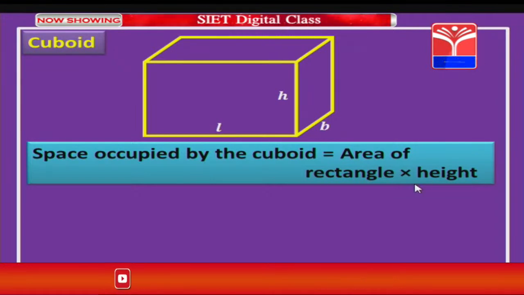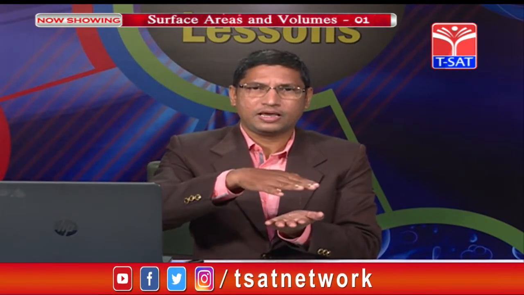We have seen already, children, the example of a notebook that we have piled, one page above the other page. So, we got a cuboid shape, right, up to a certain height h. That is why the volume of the cuboid is the area of the rectangle multiplied by its height. Okay, children.